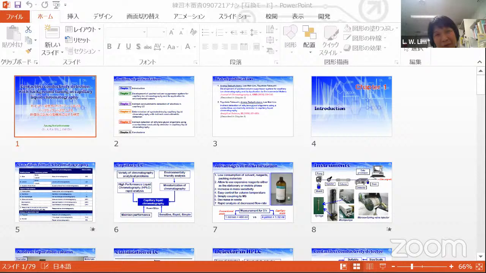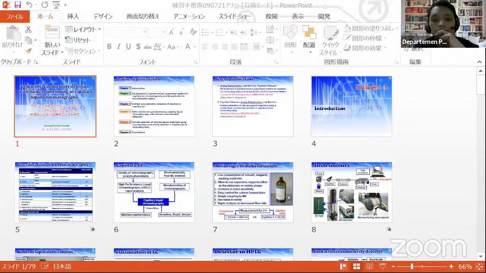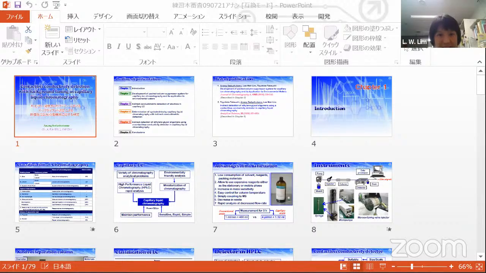You only have a problem when the size is lower than sub-micron, which is nanoparticles. I hope this answers your question, Adani. It's a very good question.